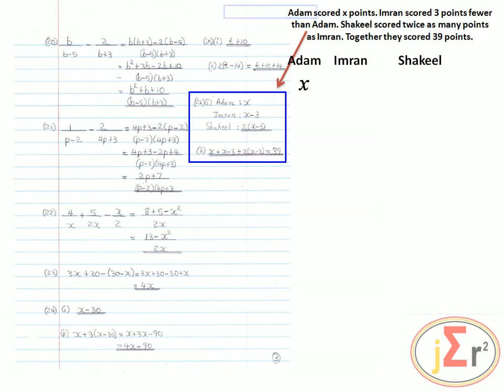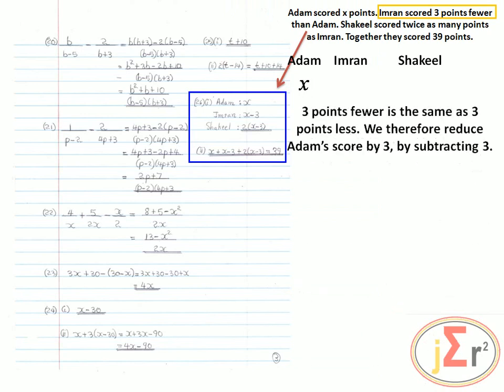Let's go. So Adam scored x points. That's not difficult. What about Imran, who scored 3 points fewer? What does 3 fewer mean? 3 points fewer is the same as 3 points less. We therefore reduce Adam's score by 3 by subtracting 3.